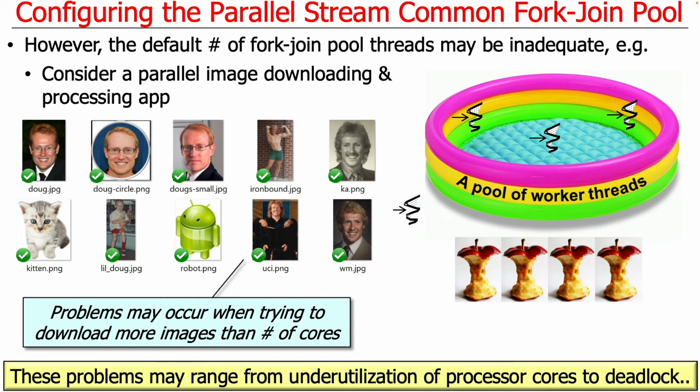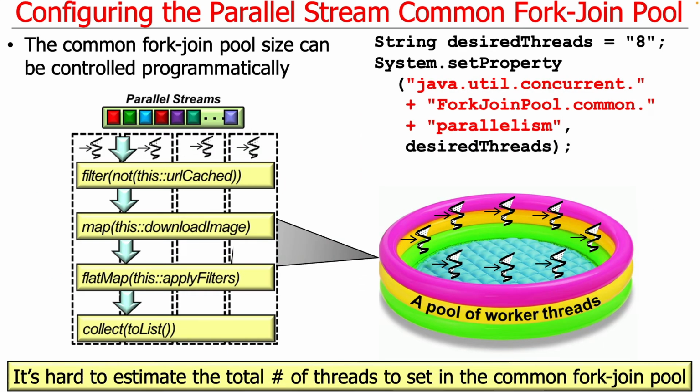There are some other subtle problems here having to do with deadlock. We're not going to talk about those right now. But the main problem is underutilization of processor cores. So how do we solve this problem? Well, there's a couple of ways to do it.